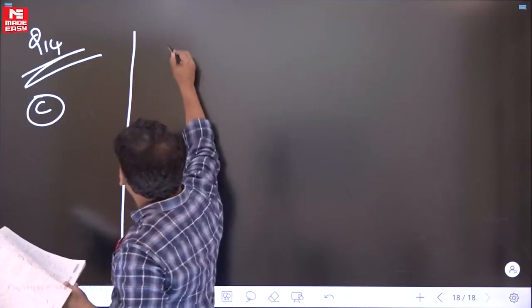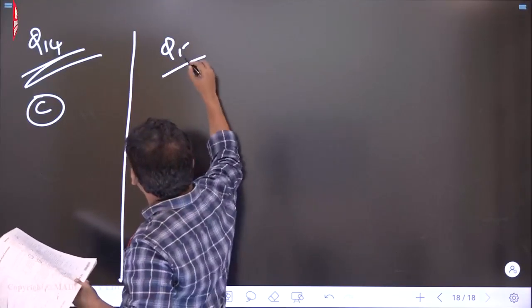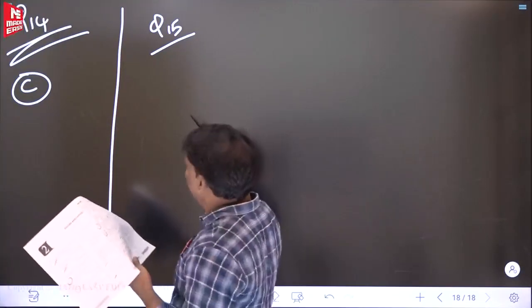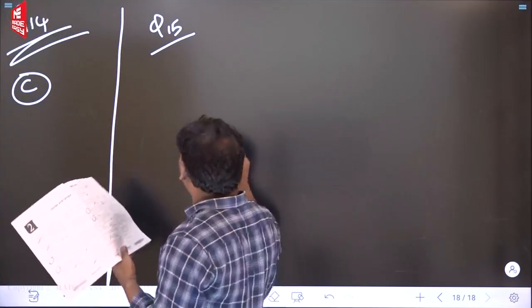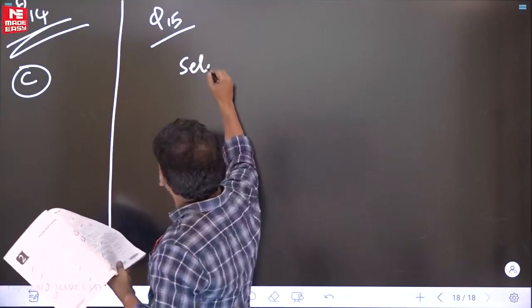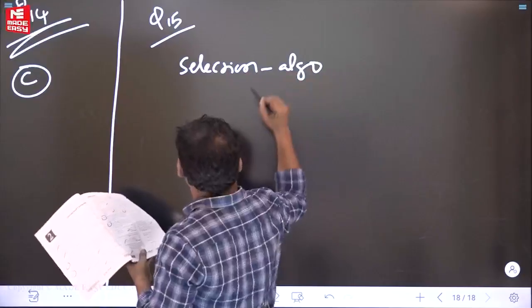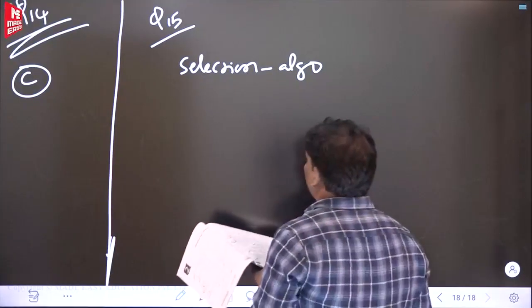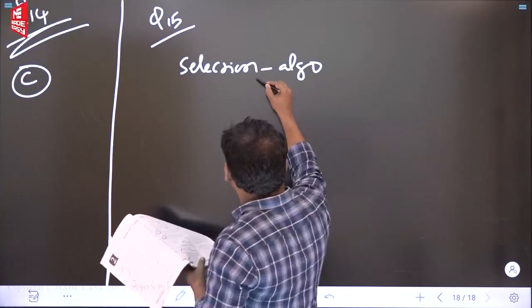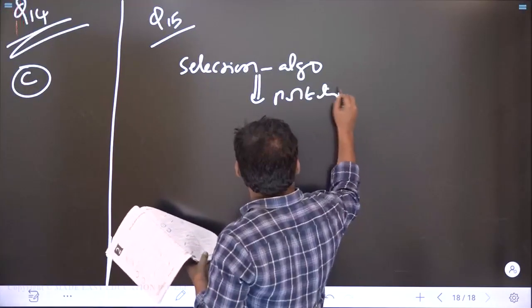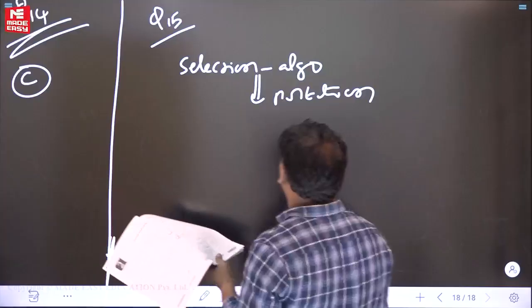Question number 15. Come to question number 15. If you observe clearly, it is there in your notes also. It is a selection algorithm. Not selection sort, selection algorithm. Can you help me? Selection algorithm, what is the major one? Partition. Selection algorithm, major one is partition. You have to take care about partition.